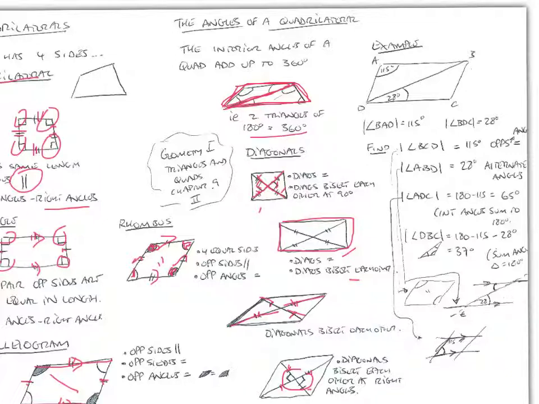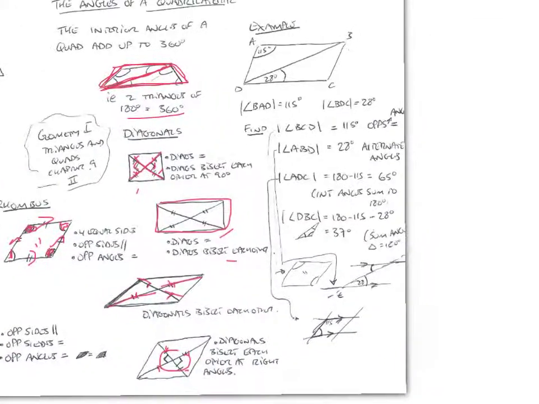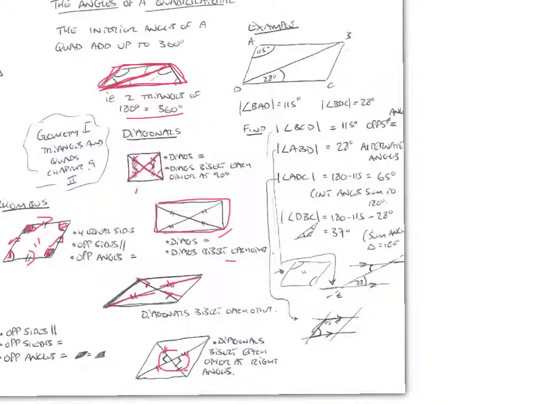Now here's an example using all of that information. So we're given a parallelogram here, we know we're given this angle in here and this angle there, and we're asked to find the angle BCD. Okay, well BCD is just 115 because it's equal to the opposite angle there, and I have that noted here.